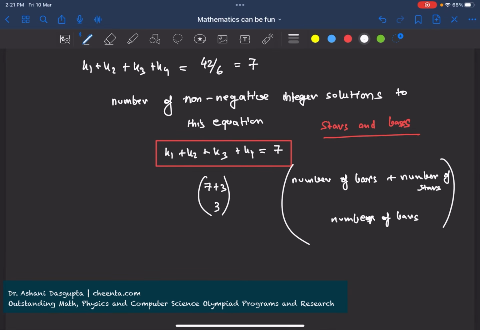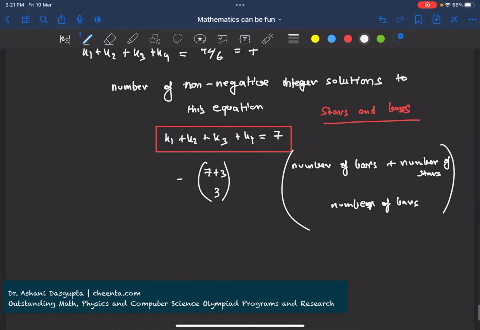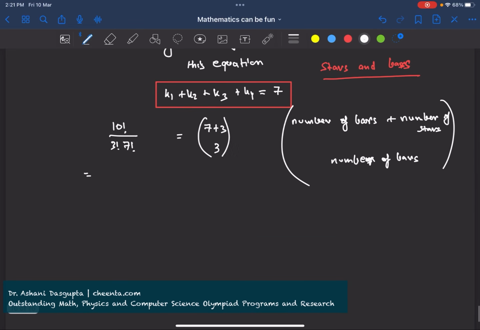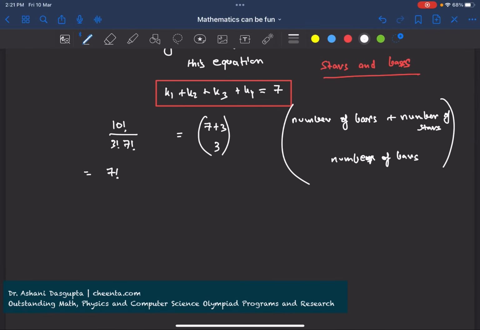So this is 10 factorial by 3 factorial times 7 factorial. So we can quickly calculate this. This is 7 factorial times 8 times 9 times 10. And this is 7 factorial times 3 times 2 times 1. So you have this as 3, this is 4. So total is 120. So there are 120 solutions for this.